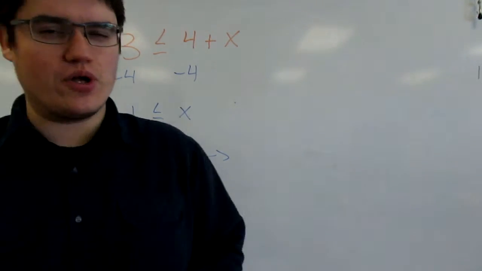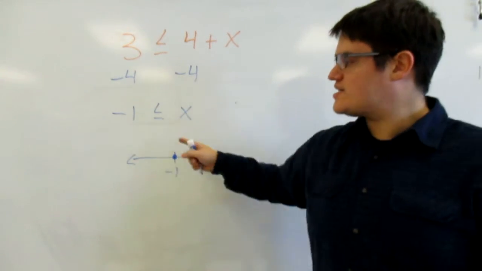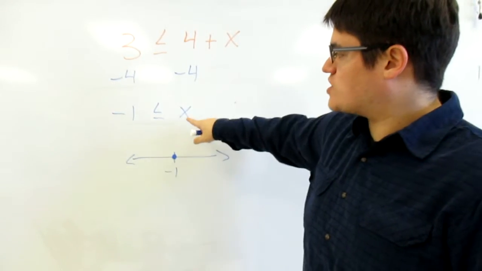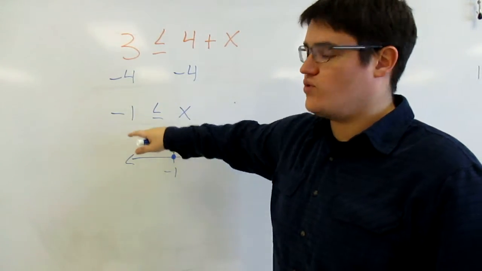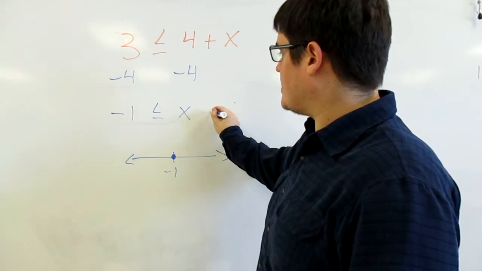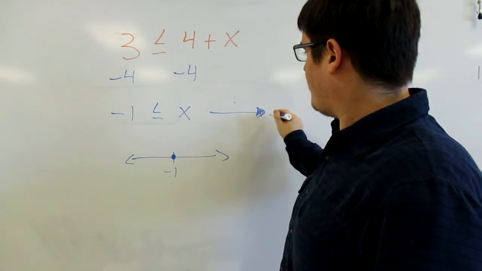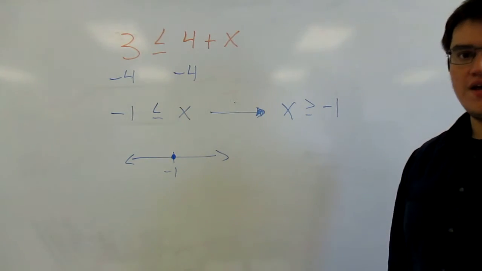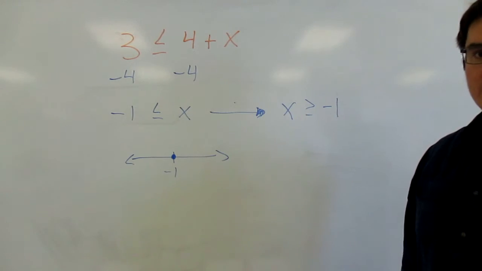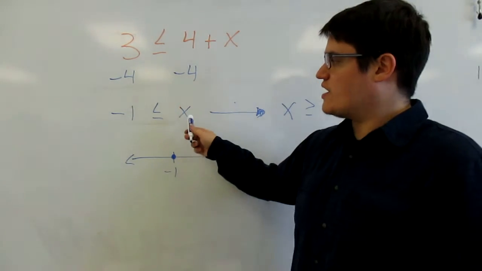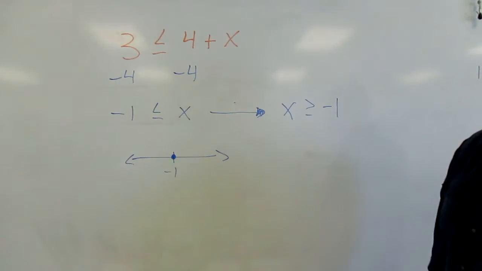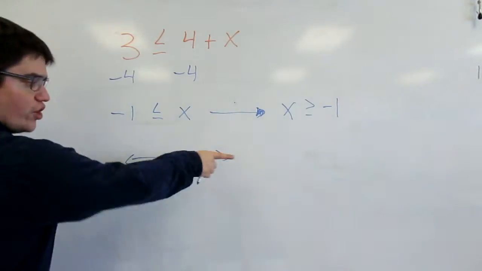Now here's where a few people kind of trip up. They see, oh, less than, I'm going to go that way. But remember, we have to read it in terms of X. So we could rewrite this as X is greater than or equal to negative 1, if that's a little bit easier for you to see. Then just read it: X is greater than or equal to negative 1. So we want the numbers that are greater than negative 1, which are going to be all those guys that way.